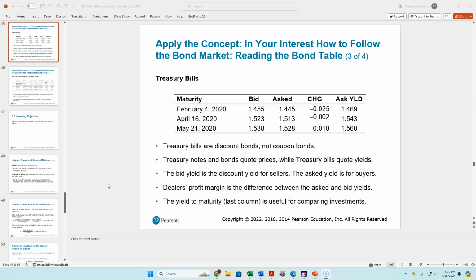But we can backwards calculate what the yield is going to be based on the bid and the ask price. What's probably more important for comparing these different maturity bills would be the yield to maturity, which shouldn't be too surprising. The further it is out in the future, the greater the yield should be, because you'd have a longer period of time until you get back your principal.